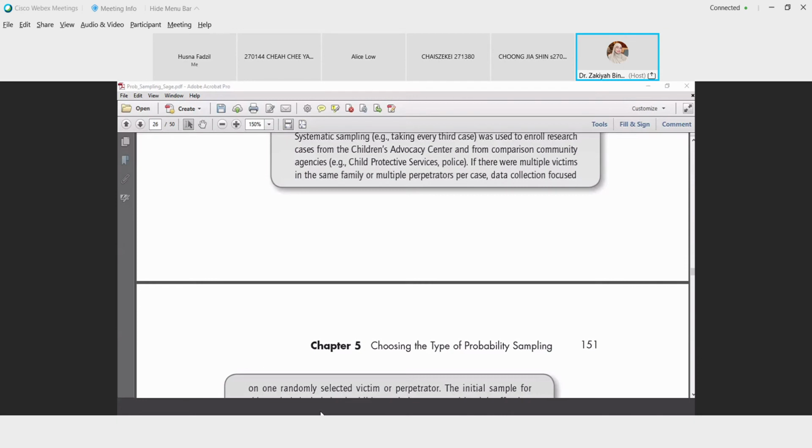Systematic sampling should probably be among the easiest compared to all. If you look at the formula that we've learned, it's a lot simpler than stratified. No questions? Okay, let's take a look at this. You probably don't see this. Hang on, let me share.